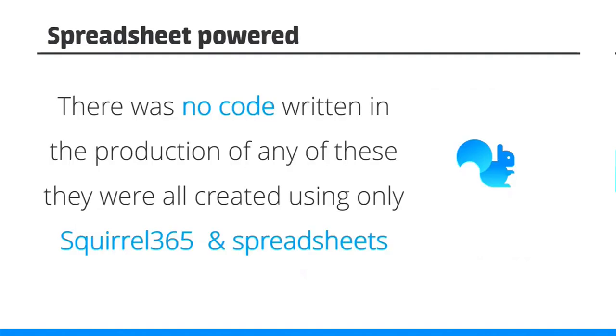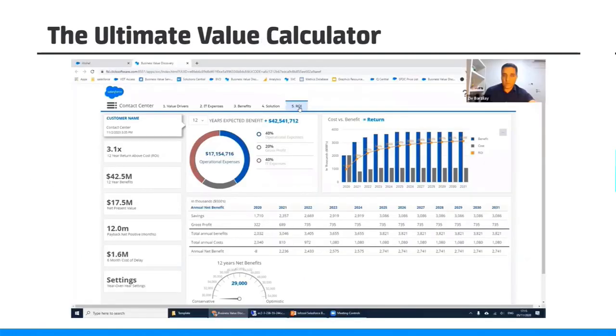And there was no code written in any of these. They look like web apps. They look like they might need code, but they don't. It was all created using Squirrel 365 and spreadsheets. And that's even more remarkable when you look at this one here, which I've labeled the ultimate value calculator.